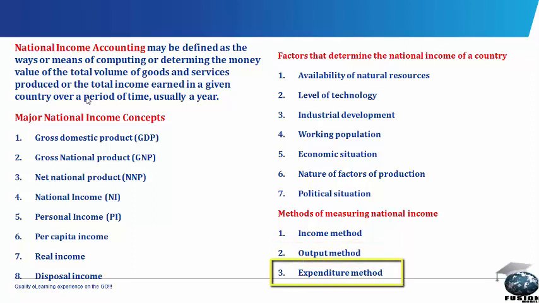The expenditure method. This is the calculation of the total monetary value of expenditures on goods and services by governments, individuals and organizations within a country in a given period. In this calculation, expenditure on intermediate goods and services bought and used for further production must be excluded.